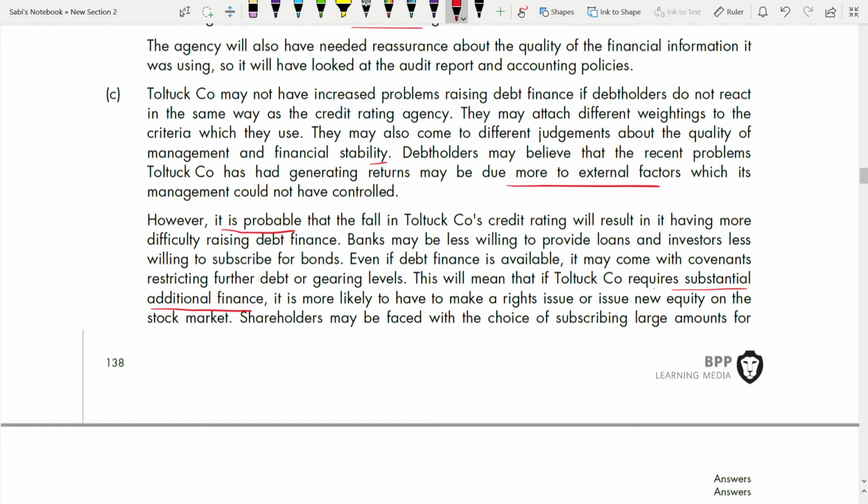See, it is very simple. It's not just so hard. If debt finance is not available, or if you require additional debt finance, right? Then you have to talk about other sources of finance. What are those sources of finance? They are more likely to have a rights issue or issue new equity because they're a listed company. So they can go for issuing new equity or a rights issue on the stock market. Remember, they are a listed company.